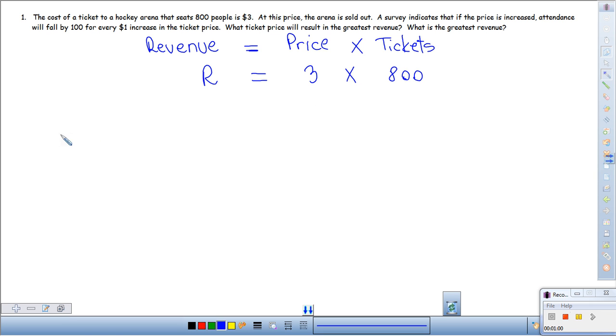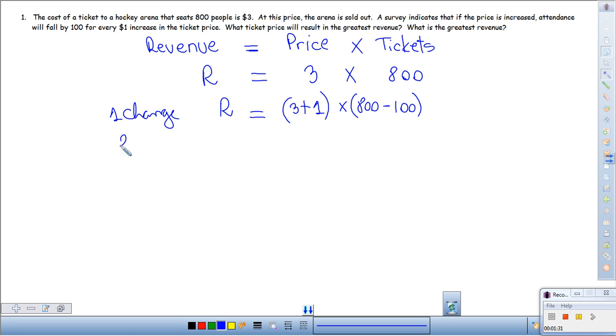Now, let's see what happens if I change the price once. So one change in price will change my revenue equation. Because if I'm changing the price once, it means I'm increasing that price by $1. So 3 plus 1. And in terms of the number of tickets, I will lose 100 tickets for every $1 increase. So I'm going to lose 100 tickets.